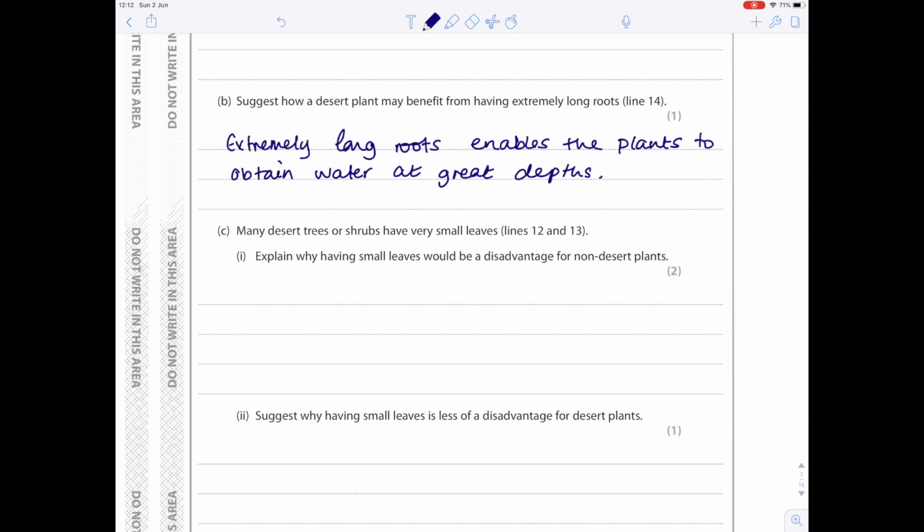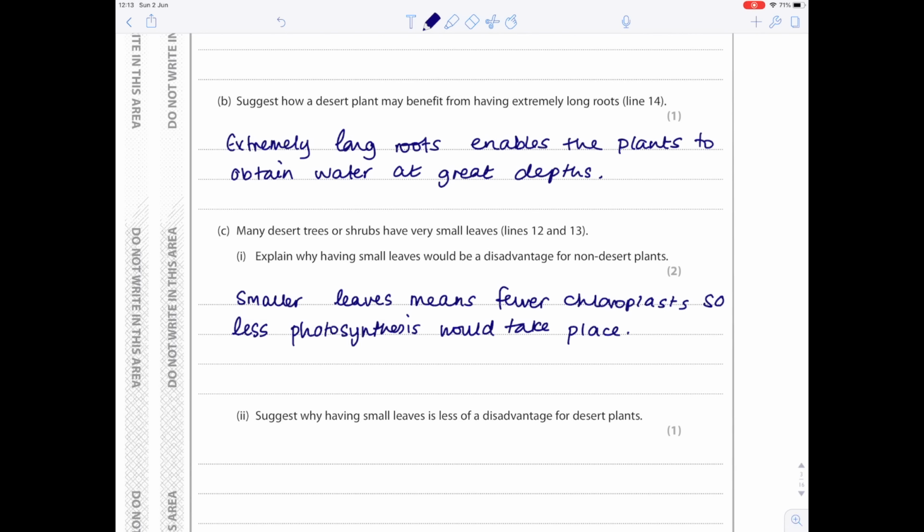So it's saying, why don't you want to have small leaves if you're a regular plant? Well, why do plants have leaves? Well, it's so that they can carry out photosynthesis and produce glucose and have their own food. So if you had smaller leaves, then you wouldn't photosynthesize as much because there would be fewer chloroplasts.